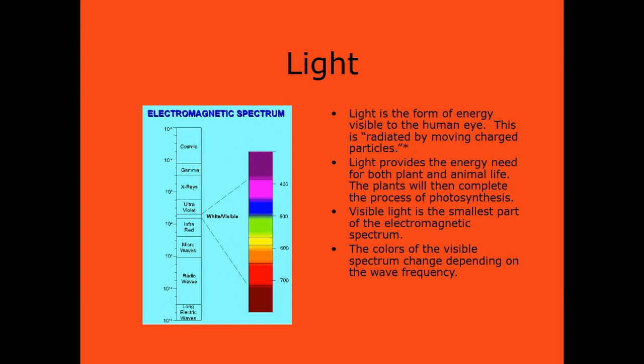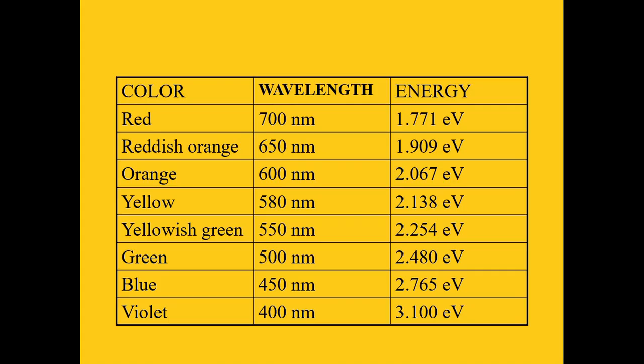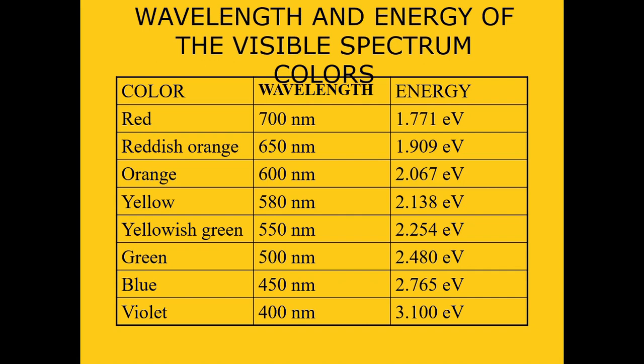The visible light is the smallest part of the electromagnetic spectrum. The colors of a visible light spectrum change depending on the wave frequency. They're able to change depending on the wave frequency because the higher and the lower the wavelength, the different colors.